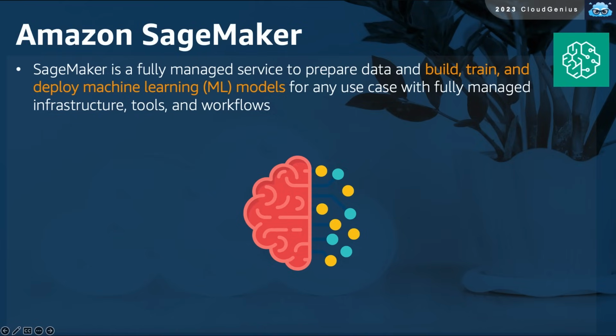With Amazon SageMaker, you can easily build machine learning models without the need for deep expertise in machine learning algorithms or infrastructure management. For example, a data scientist can use SageMaker's built-in algorithms and frameworks to train models on large datasets without worrying about the underlying infrastructure. A developer can leverage SageMaker to quickly deploy trained models as endpoints to serve predictions in real time.